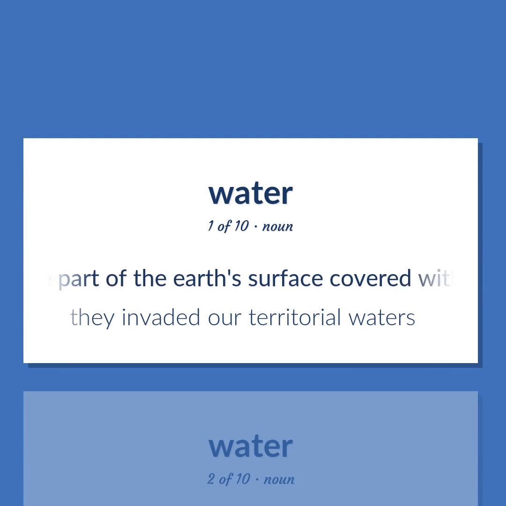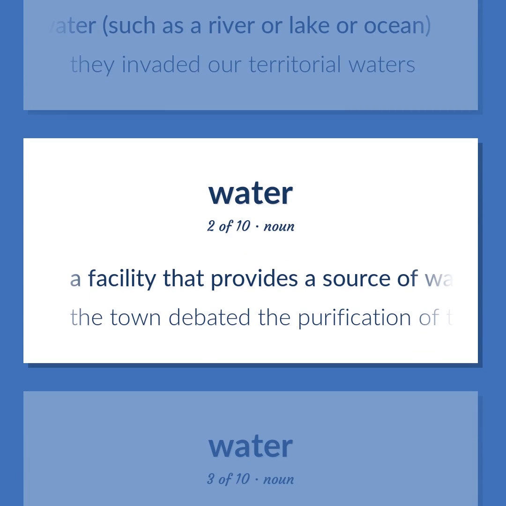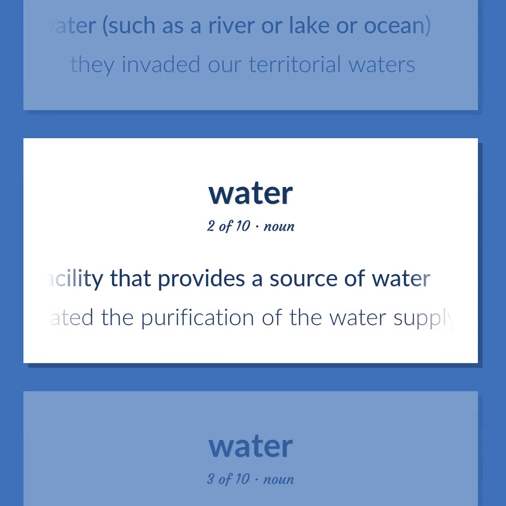The part of the Earth's surface covered with water, such as a river or lake or ocean. They invaded our territorial waters. A facility that provides a source of water. The town debated the purification of the water supply.